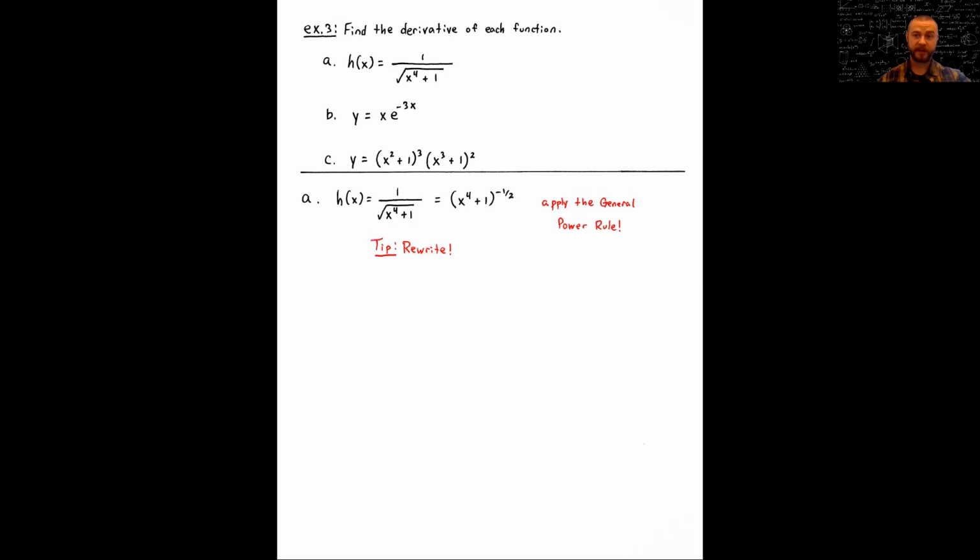Now, if you differentiate that rewritten version, it should be very easy to differentiate applying the general power rule. We have a function raised to a power. See if you can apply the general power rule to complete this question. We'll check in maybe 30 seconds.